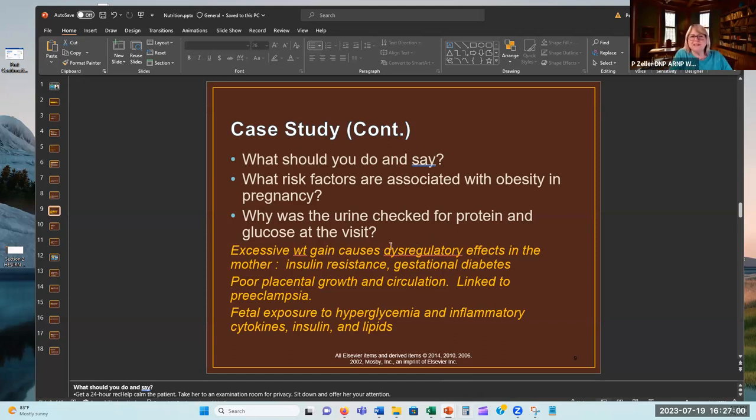Why do we check for protein in the urine? Does anybody know when you see protein in the urine? You probably haven't learned this in med surg, of course not.